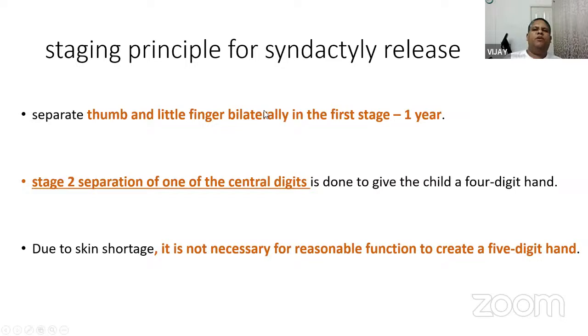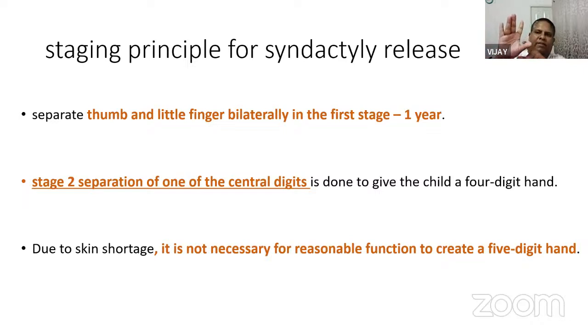The staging principle for syndactyly release in the case of Apert syndrome is thumb and the little finger bilaterally in the first year. Stage 2 separation is done for one of the central digits, either this with space or this with space, to give a child with a four-fingered hand like this. Due to skin shortage, it is not necessary to always give a five-digit hand. So in Apert syndrome, you can give a four-fingered hand like this or like this.